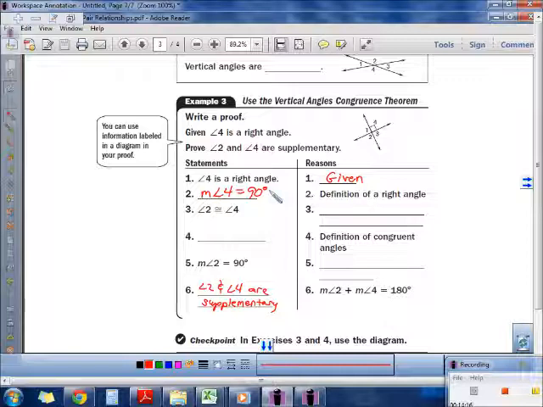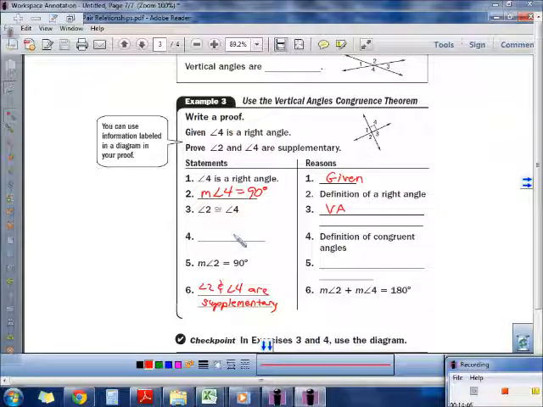Now it says angle 2 is congruent to angle 4. 2 is congruent to 4. Why can we say 2 is congruent to 4? Those are vertical angles. And I'm going to put VA. I'll allow you to do that all year long. VA, vertical angles.